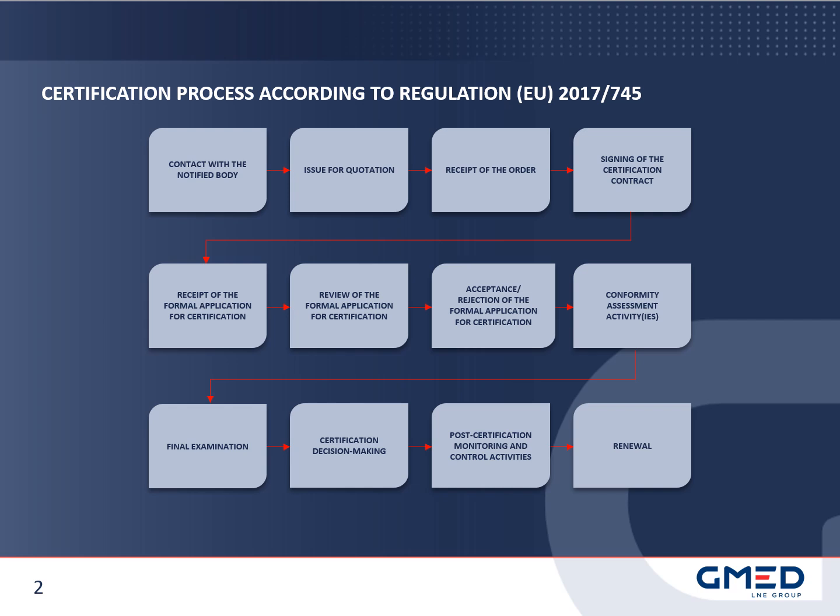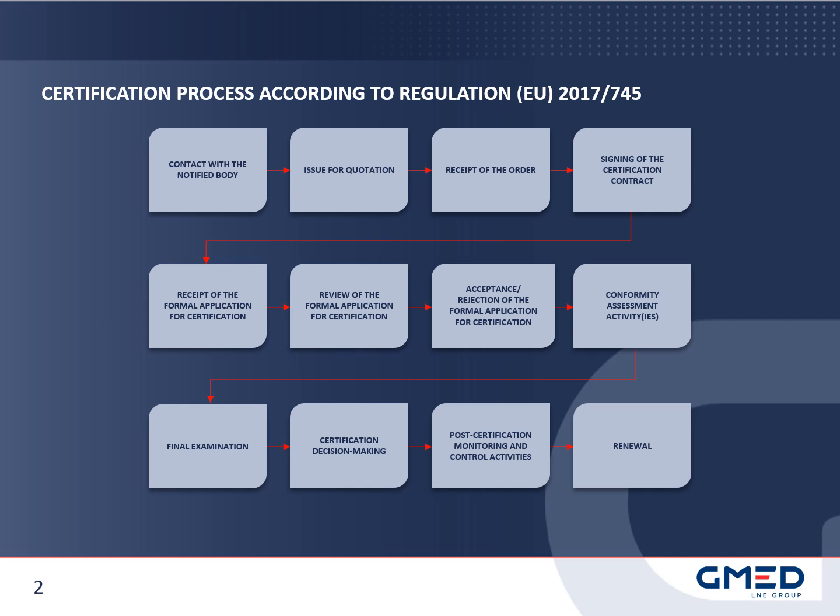The certification process under Regulation EU 2017/745 comprises 12 steps divided into 5 different phases. Step 1 involves contacting the notified body, issuing a quotation, and then receiving the order from the manufacturer. Next comes the signing of the certification contract, which takes place before or at the same time as receipt of the manufacturer's formal application for certification.